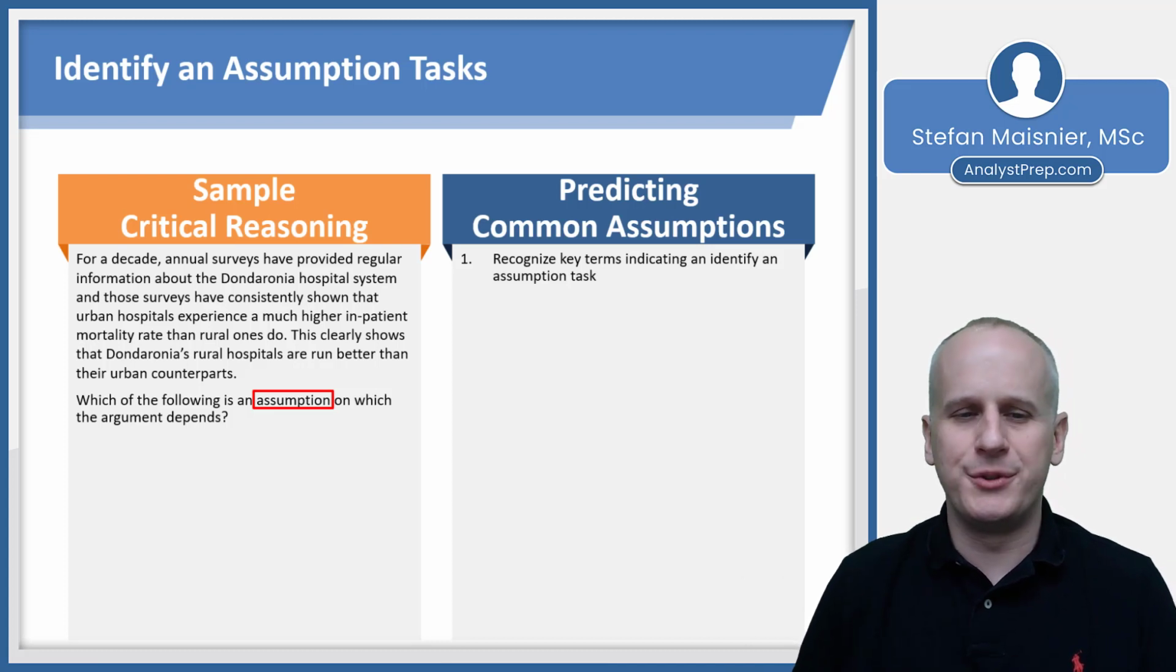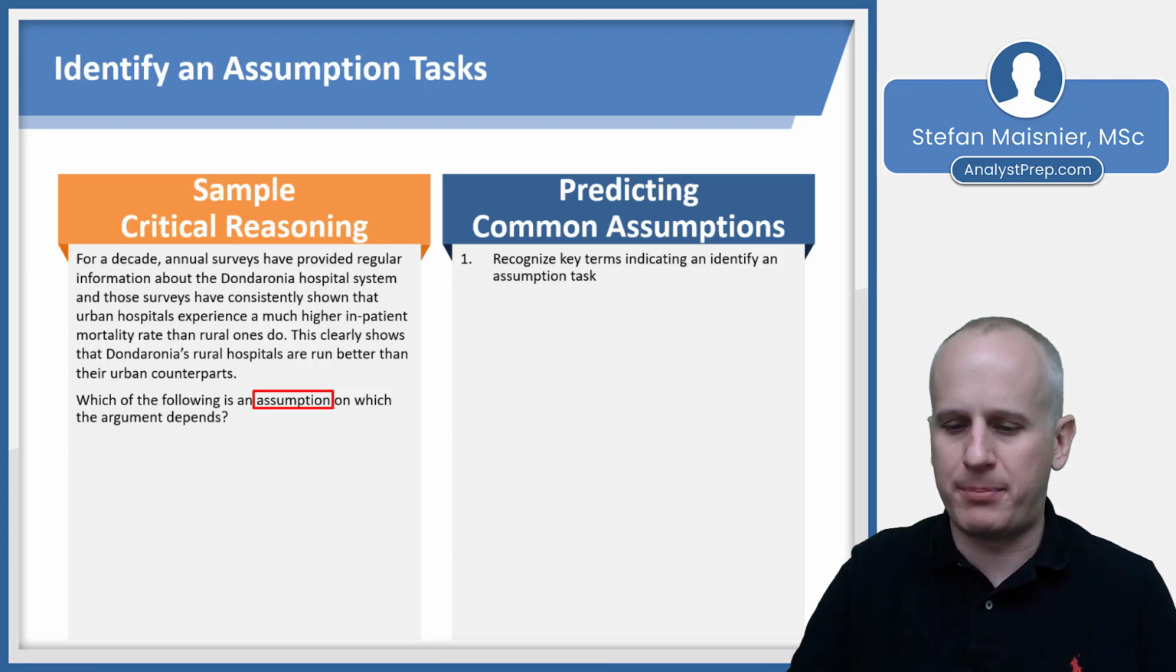For a decade, annual surveys have provided regular information about the Donderonia hospital system, and those surveys have consistently shown that urban hospitals experience a much higher inpatient mortality rate than rural ones do. This clearly shows that Donderonia's rural hospitals are run better than their urban counterparts.